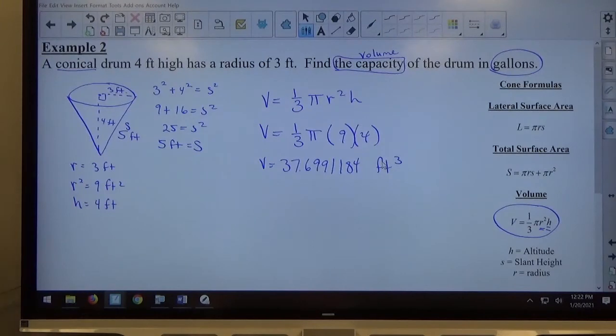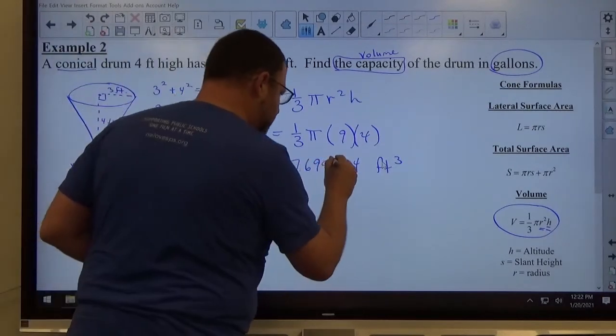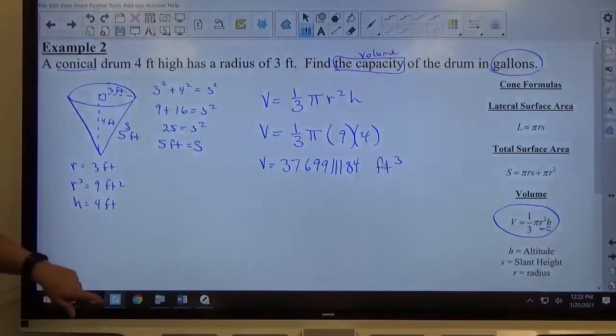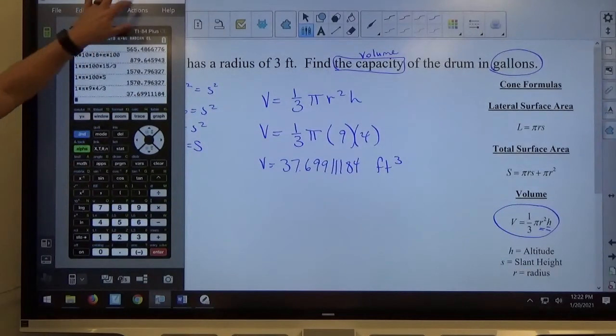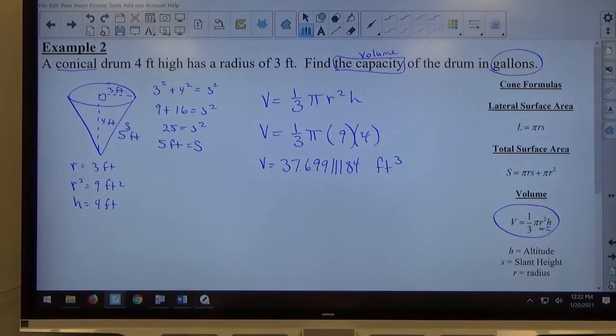Is it 7.48 cubic feet in a gallon? Yes? I got 3 ones in my decimal. You got what? 3 ones, not 2. Yeah, I got 3 ones. Yep, I left one of the ones off. Thank you, Eric.